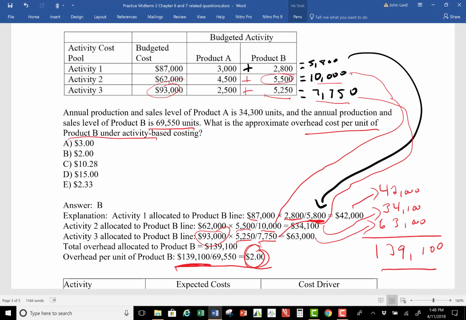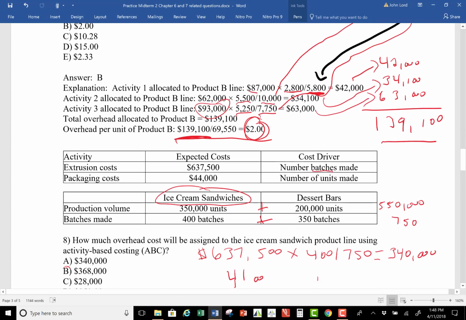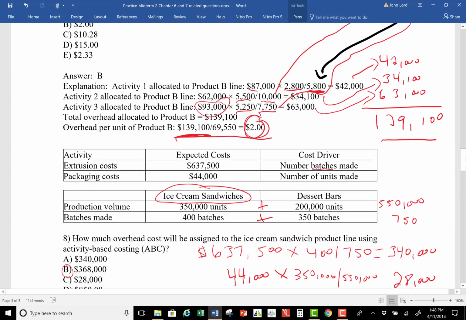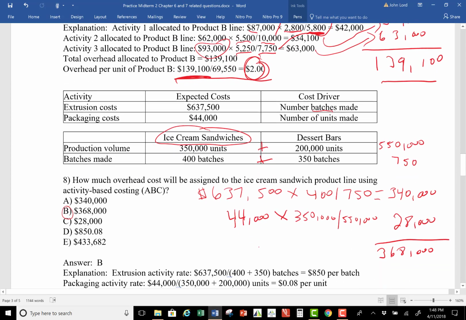Question? Okay, good. Number 8 now? Okay. Okay, good.